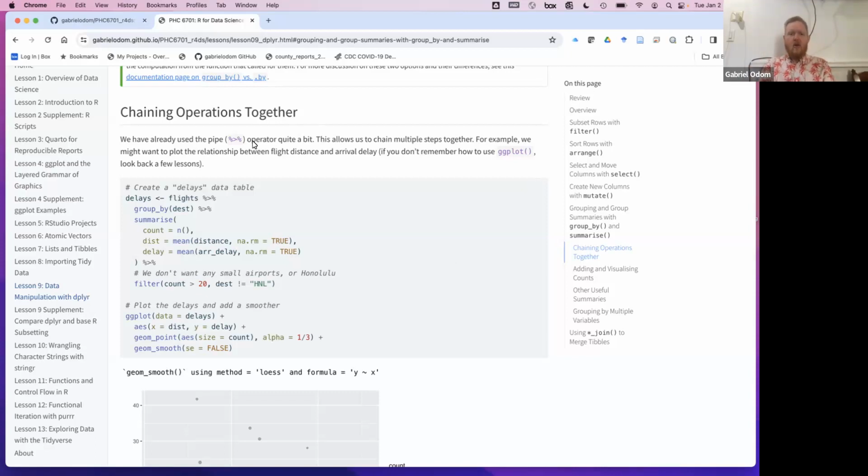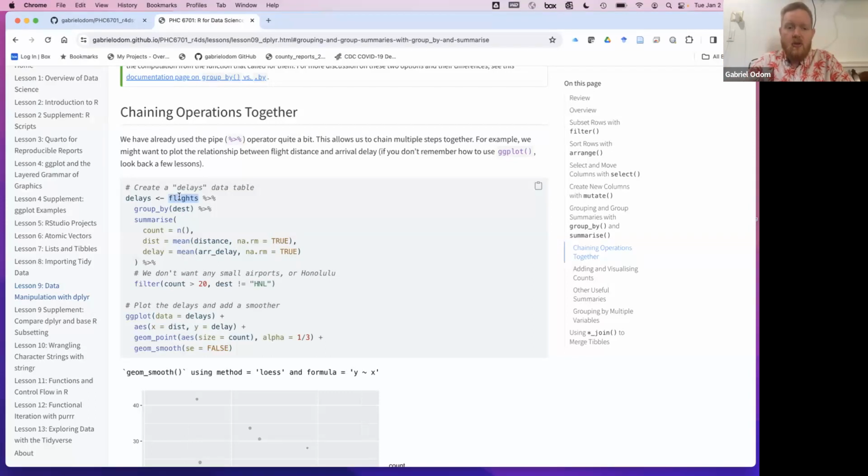Okay. So let's say that someone asked you, is there a relationship between the flight distance and the arrival delay? Well, this is something that we can do with a combination of both the verbs that we've used in dplyr, but also some of the ggplot figures that we learned a few lessons ago.